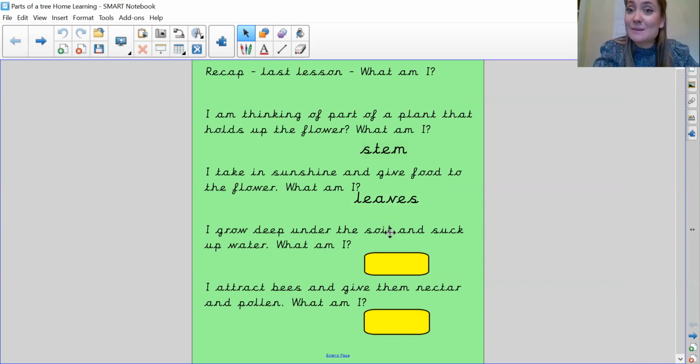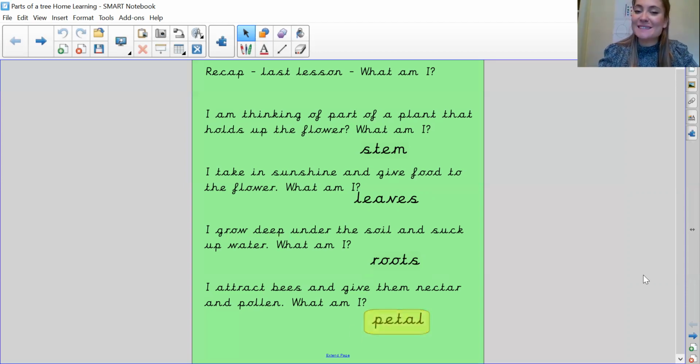Good. Okay, our next question is, I grow deep under the soil and suck up water. What am I? That's right, the roots. Okay. I attract bees and give them nectar and pollen. What am I? Let's read it one more time. I attract bees and give them nectar and pollen. What am I? That's right, the petals. Good.